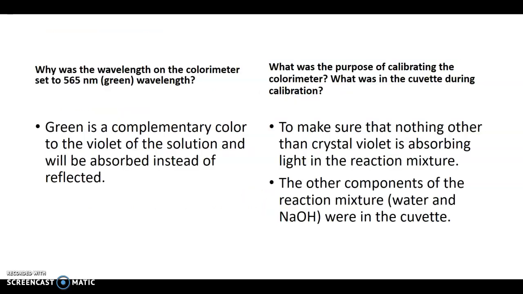So we set the wavelength to green because it's a complementary color to the violet color of the solution, and we want it to be absorbed instead of reflected. And we calibrate the colorimeter in order to make sure that nothing else in the reaction mixture is causing any absorbance. So we put the other components of the reaction mixture, which is water and sodium hydroxide, in the cuvette, and we set that to 0.